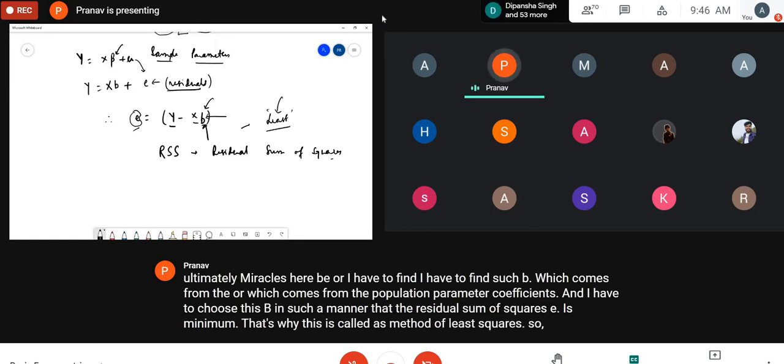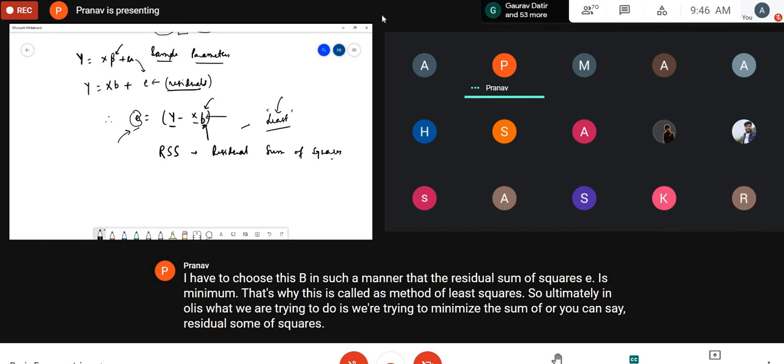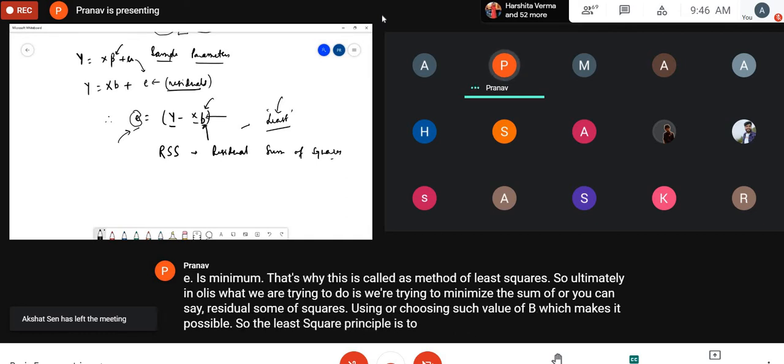So ultimately in OLS, what we are trying to do is minimize the sum of, or you can say, the residual sum of squares, using or choosing such a value of b which makes it possible. So the least squares principle is to choose b to minimize the residual sum of squares.